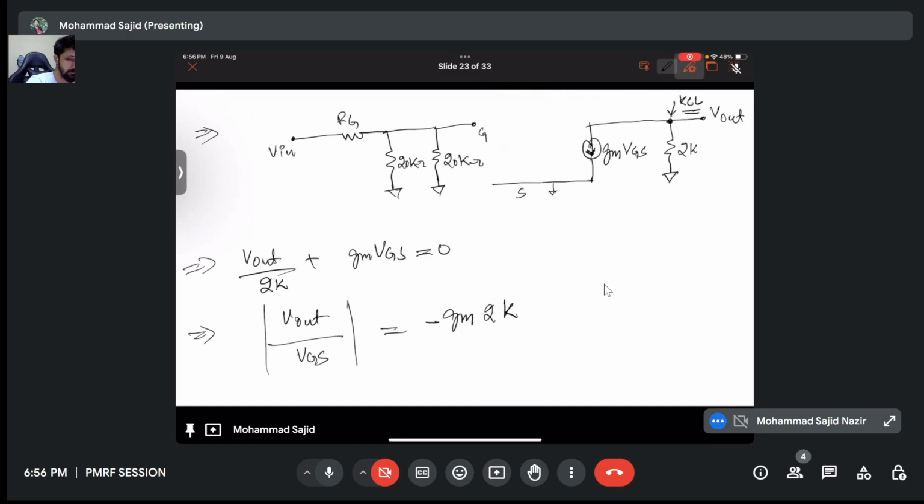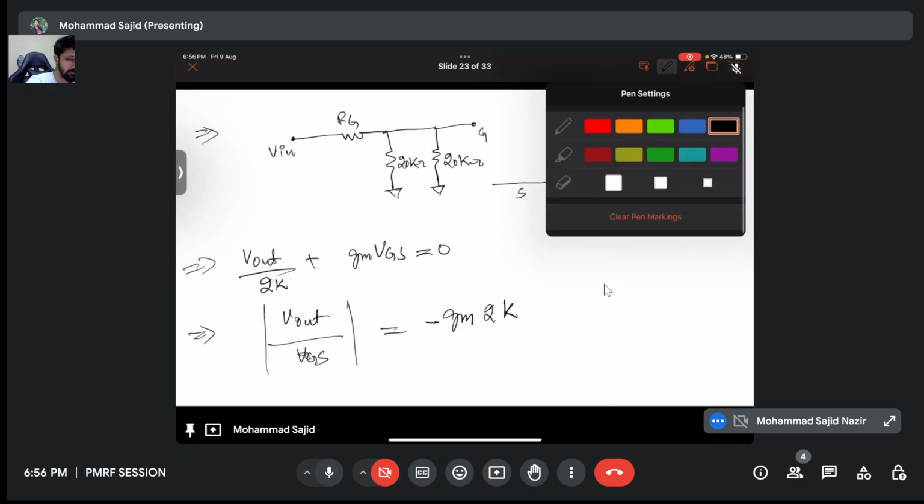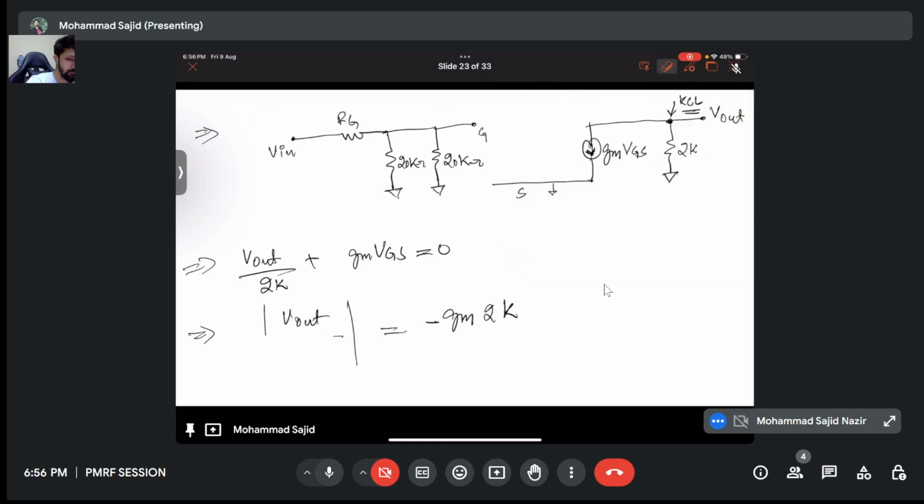One more thing. V output is 2K multiplied by VGS. VGS is not exactly that. I can write it as VGS, but I need to write it in terms of V in. So this will be minus GM.